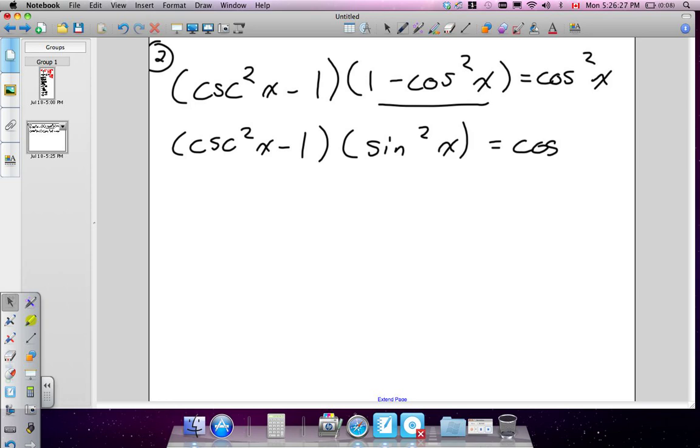Now, what I want to figure out here is, what is this going to be equal to? I could technically distribute this onto both of them. Okay? But then, right? Change them first. I could change this, but the question is, what can I change this into? To sine. Well, what is cosecant squared x going to be equal to? 1 over sine. Squared.